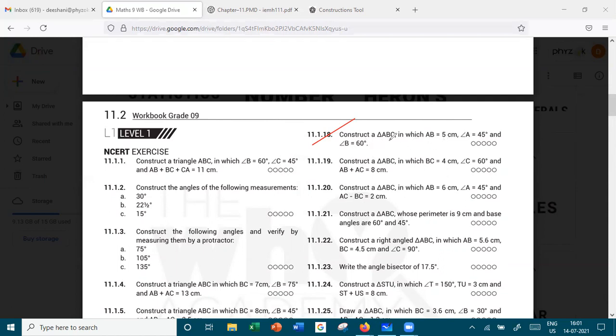Okay, till the time I draw, I'll just give you a hint on how to go about it. Draw AB as 5, okay? And if this is A and this is B, construct 60 degree here and construct 45 degree here. And tell me when you're done. Okay, till then I'll try to draw the diagram.